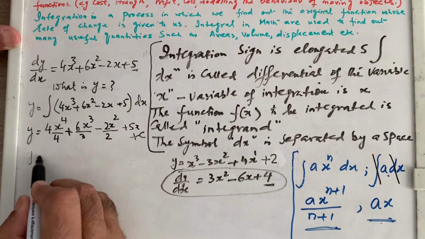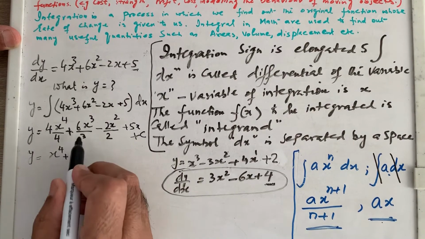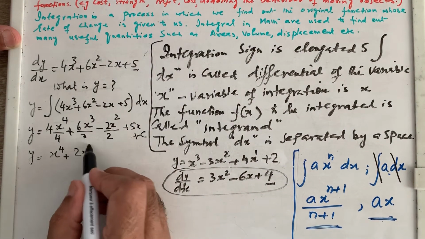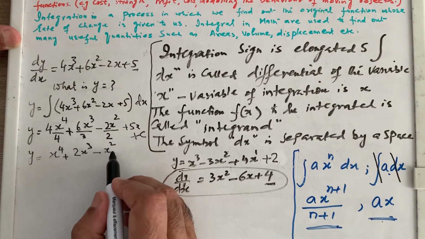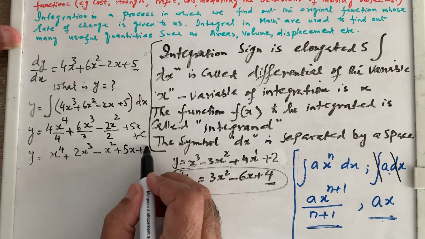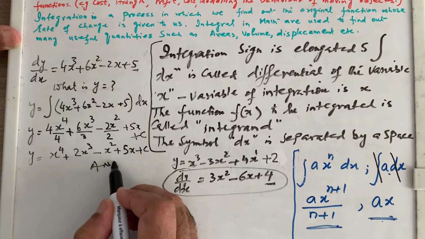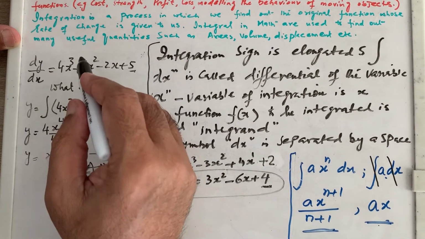So y is equal to, now we can simplify this: 4 cancels, x to the power 4, plus 3 over 6, 2x cubed, 2 cancels, minus x squared, plus 5x, plus c. So this is my answer, back to the original function. If I take the derivative of this, I will get this, right?